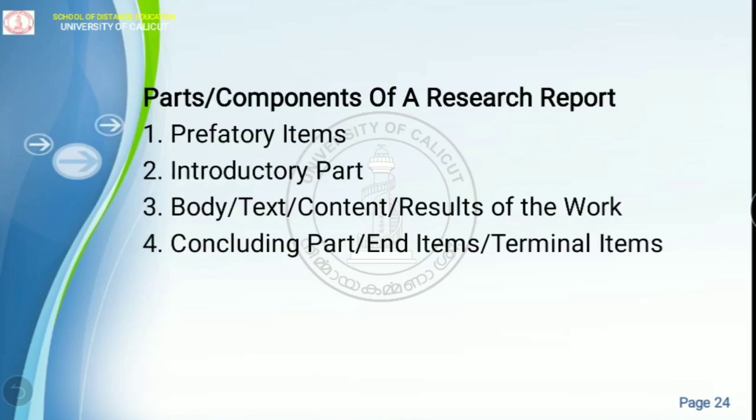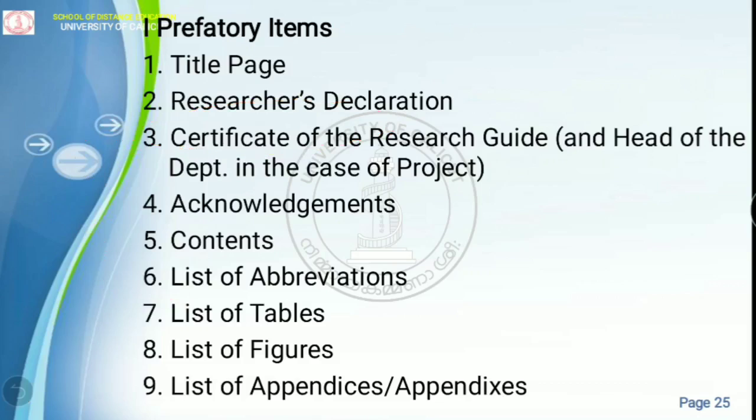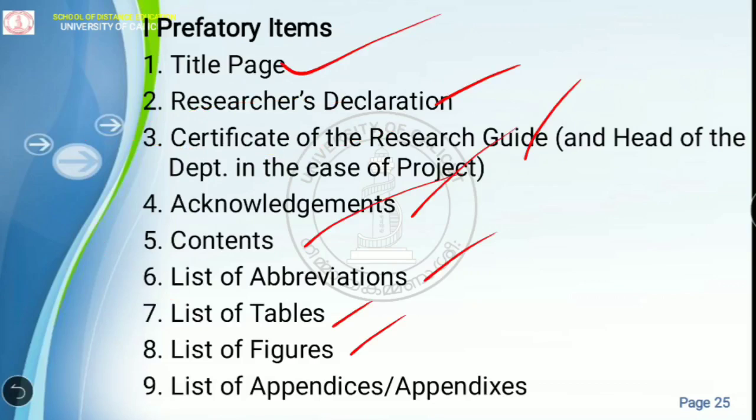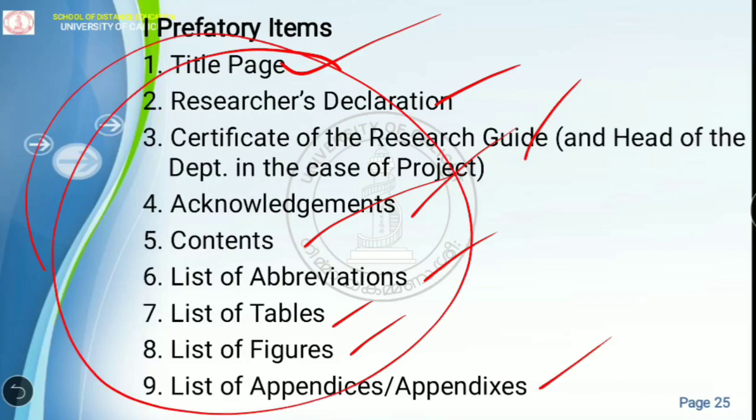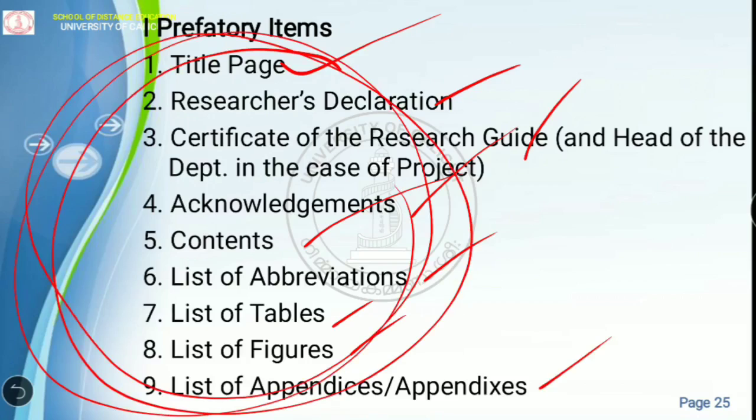Then parts or components of a research report. The research report may have four parts: prefatory items, the introductory part, the body, and the concluding part. The prefatory items include the title page of the research, researcher's declaration, certificate of the guide, acknowledgement, contents, list of abbreviations, list of tables, list of figures, list of appendices, etc. All these are necessary. This is the prefatory or first item in reporting of a research finding.